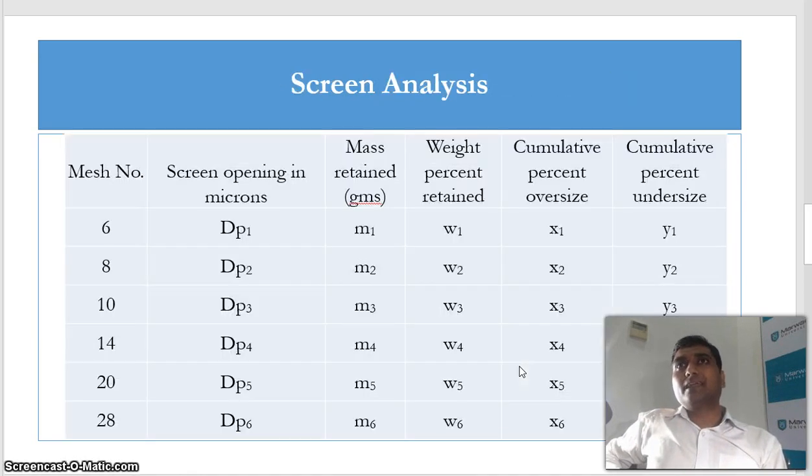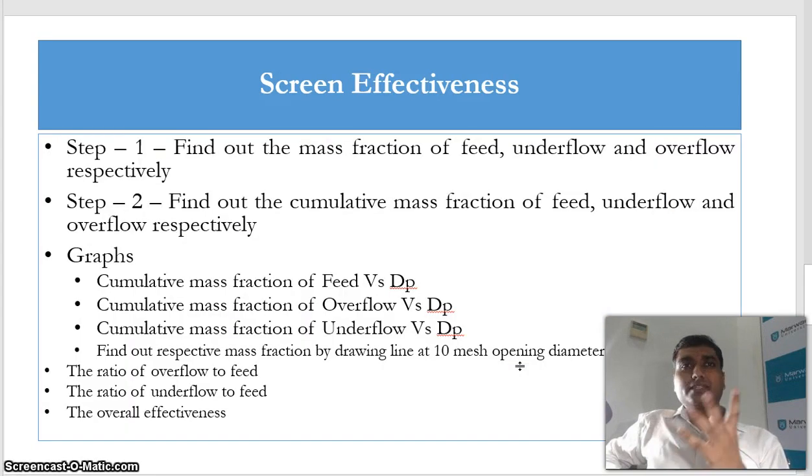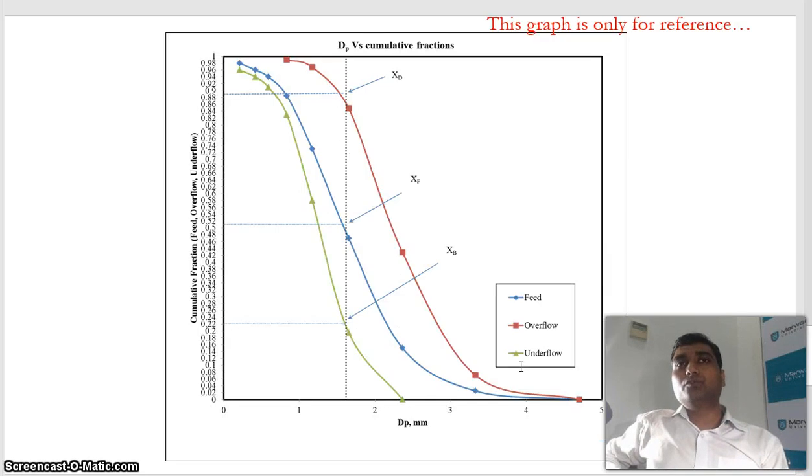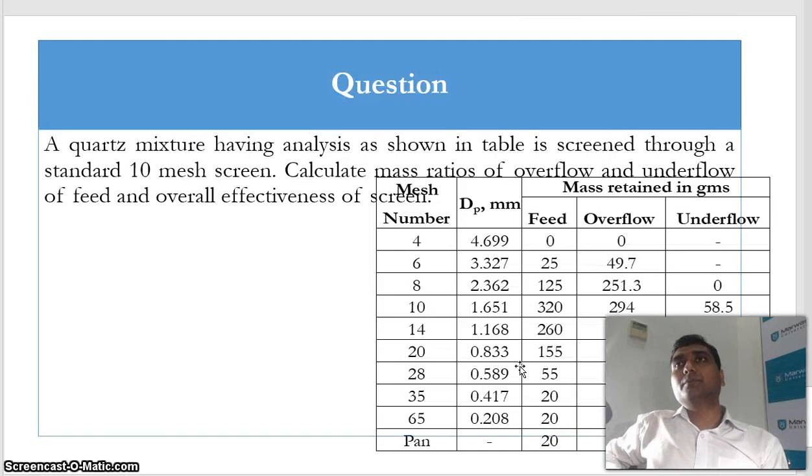effectiveness. And next we discussed the general table where we covered the various terms, right? And these are the various steps which we need to take care of while finding out the overall screen effectiveness. This is the graph which we need to get, but now the question is how to get it, right? So today we'll discuss a numerical.